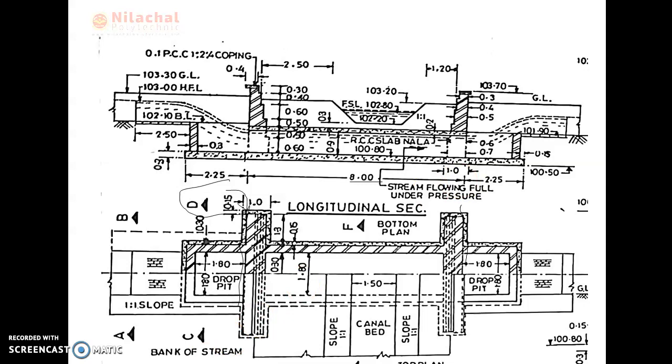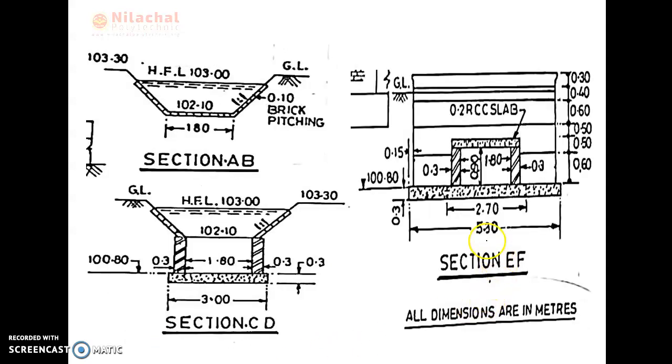Then we need to check what is the breadth of the siphon duct. We can check here, and also we can check the section EF. In section EF, the breadth of the siphon duct is the distance from this point to this point, adding the cement concrete to cement concrete distance, which is 2.70. So the breadth is 2.70.